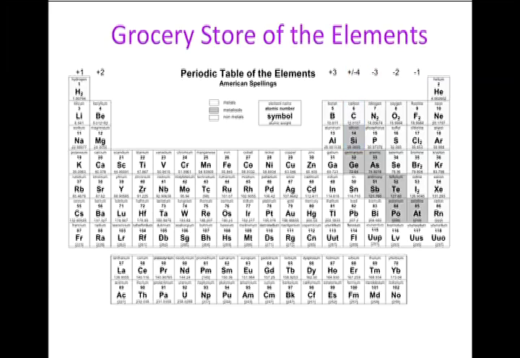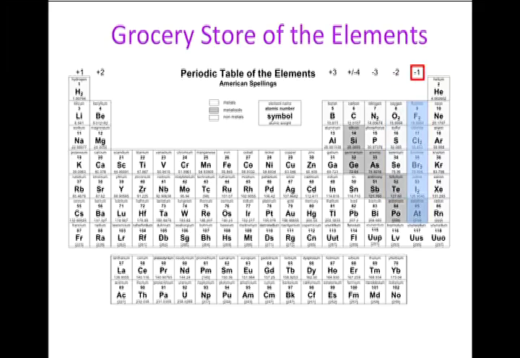The -3 group: nitrogen, phosphorus, and arsenic, and again I'm stopping there. Then the -2 group: oxygen, sulfur, selenium, and tellurium are all similar. They're in the same aisle. You can think of it as the candy aisle if you'd like.